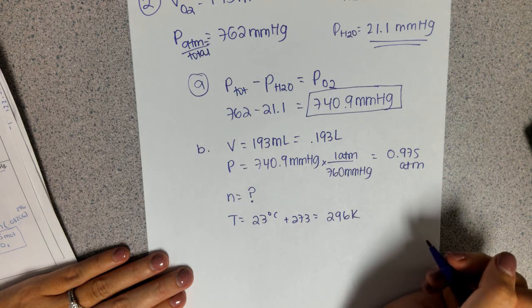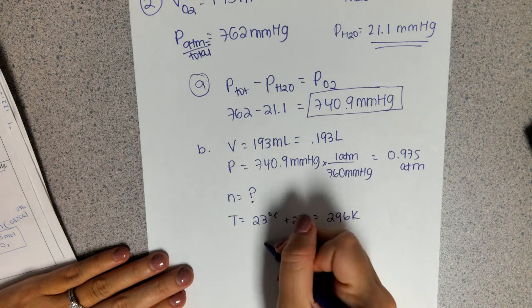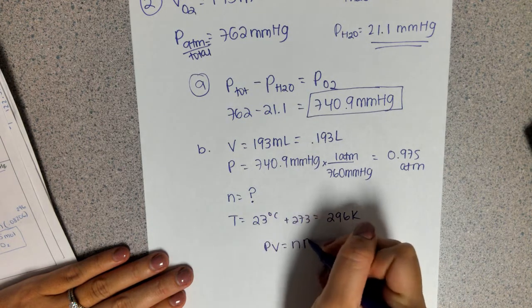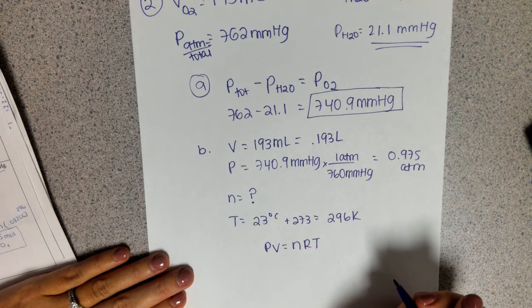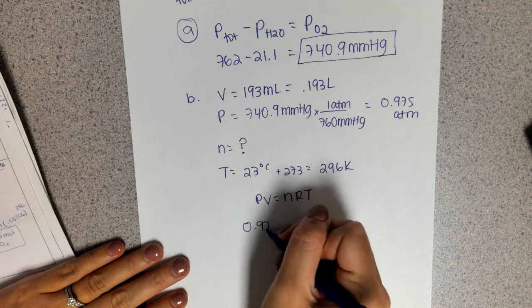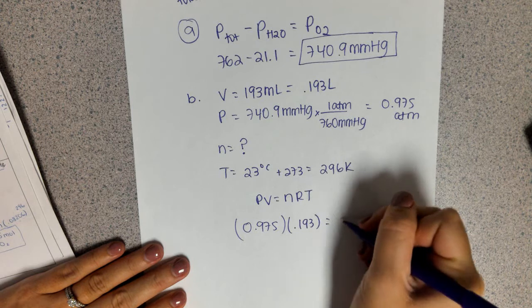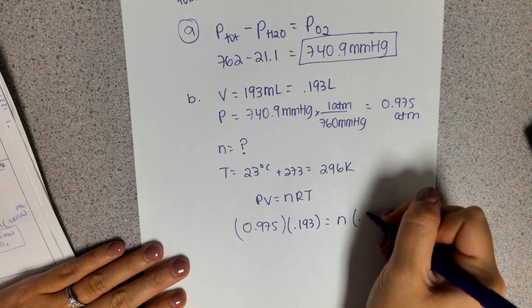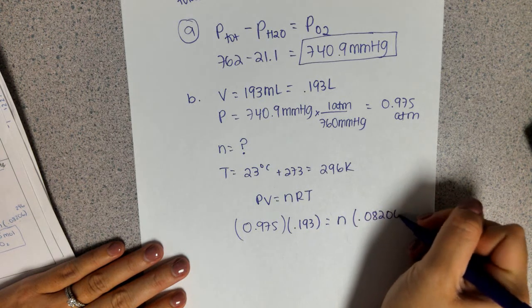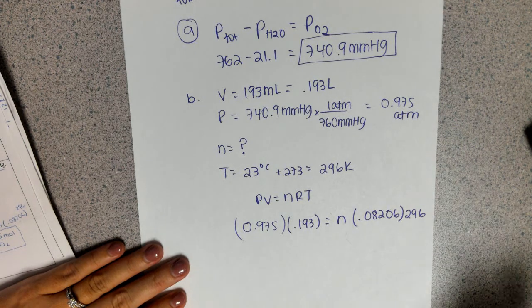And so how are we going to figure out how many moles we have? Which equation are we going to use? We have V, we have P, we're looking for n, and we have T. We're going to use our ideal gas law. PV equals nRT. Okay, so the pressure, 0.975, times the volume, 0.193, equals n, which I don't know, times my R, 0.08206, times my T, 296. Multiply out.